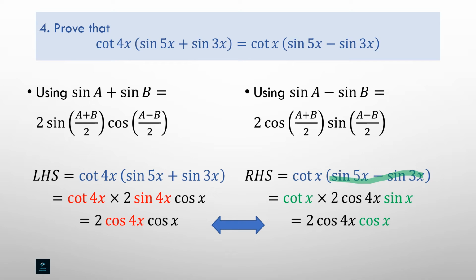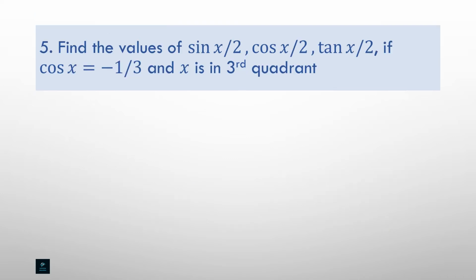And we can see that LHS is equal to the RHS. Hence, cot of 4x times (sin of 5x plus sin of 3x) is equal to cot of x times (sin of 5x minus sin of 3x). Now let's move to some different type of example.